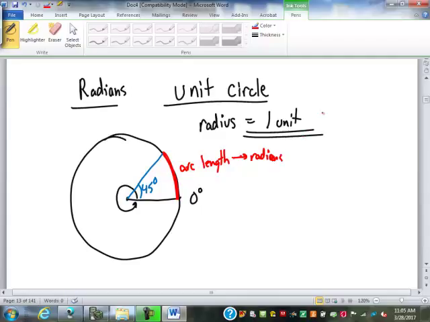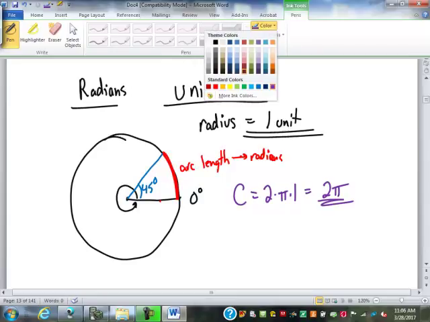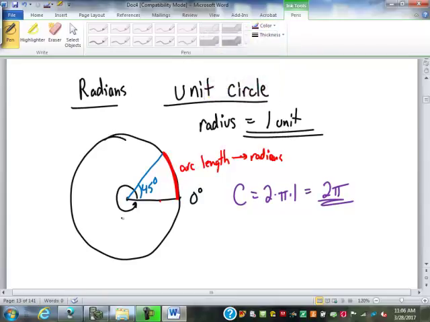So, again, the radius here is 1. So the circumference of the circle is 2 times pi times 1, right? So the circumference of that circle is 2 times pi, and I'm going to leave it as 2 times pi. So the whole circle would be 2 pi radians. So the circumference of the whole circle is 2 pi radians.